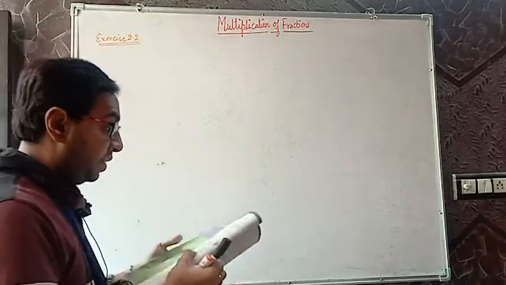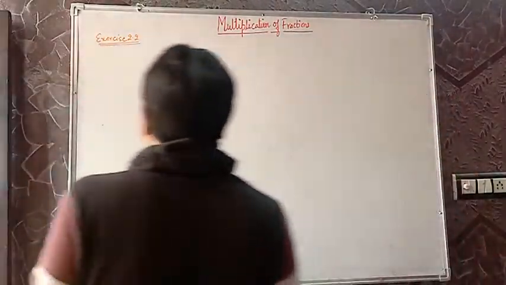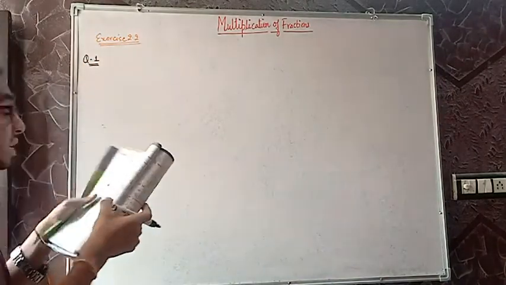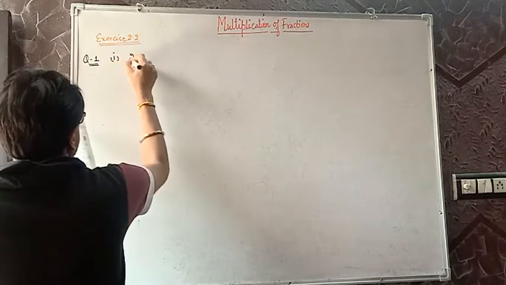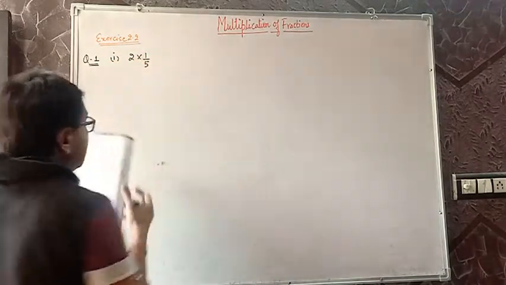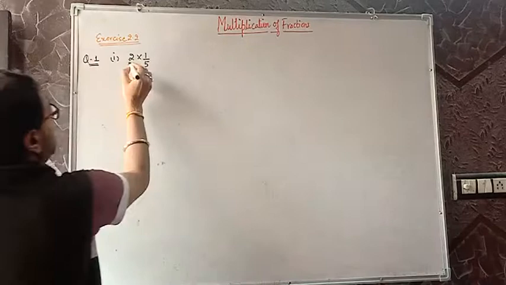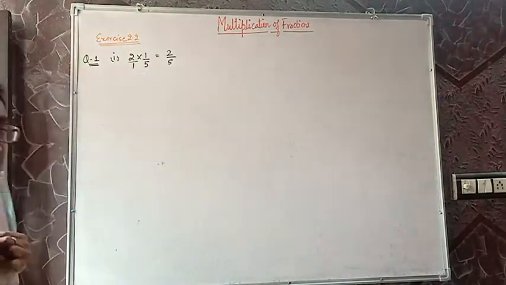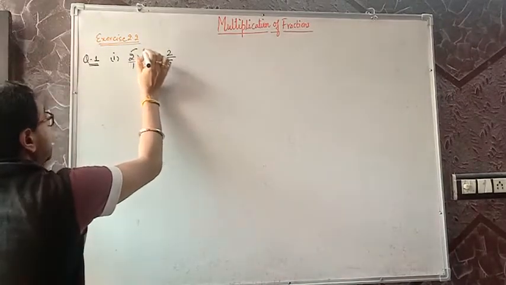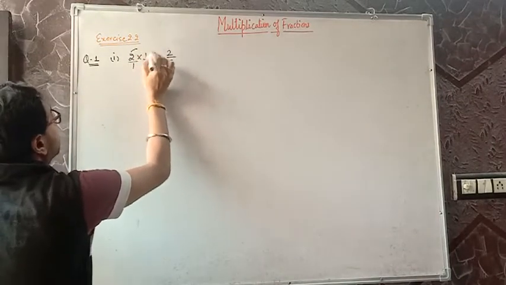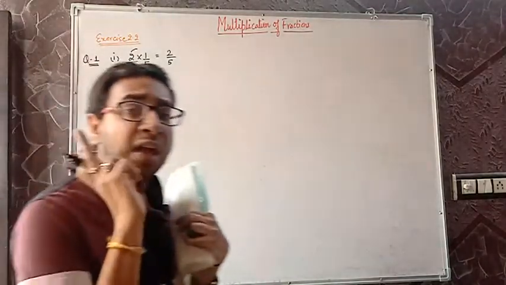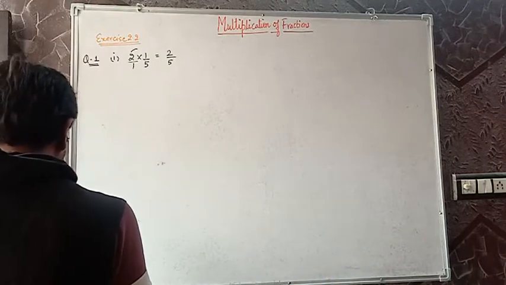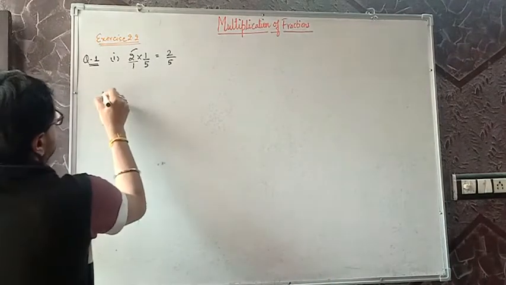For example, in the first question we have to identify which of the drawings is for the exact fraction. The first part is 2 into 1 by 5. It means the result would for sure be 2 by 5. Understand what it means: two parts are given and you are considering only 1 by 5th of that. Let me take an example. D is the right answer.